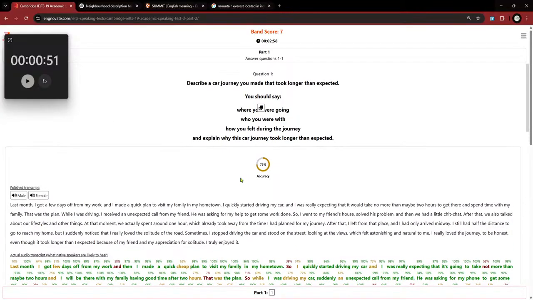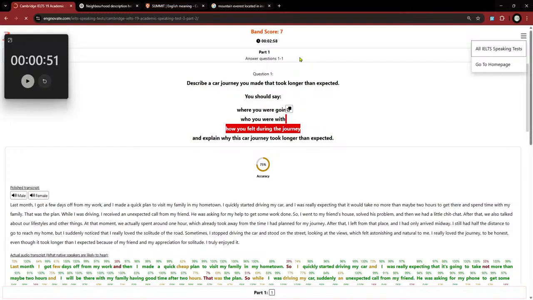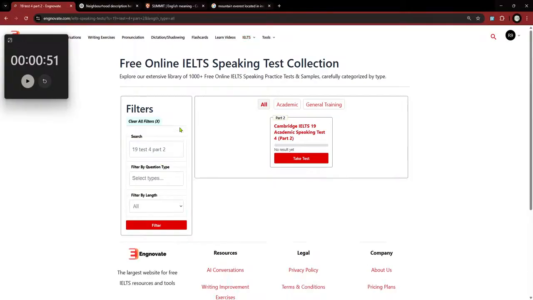Okay, what else can I do? After the second test, I got this one. I want to take another one. Let's see. 19, test 4. Let's try this one. Yeah, I didn't take this one. Okay.